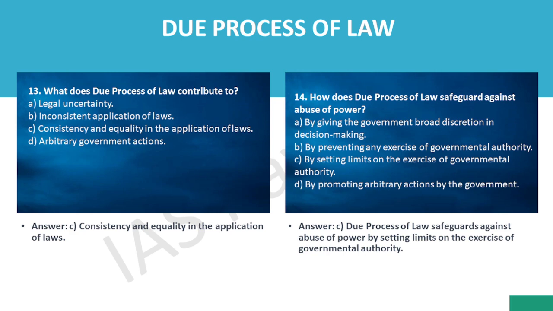14. How does due process of law safeguard against abuse of power? A. By giving the government broad discretion in decision-making. B. By preventing any exercise of governmental authority. C. By setting limits on the exercise of governmental authority. D. By promoting arbitrary actions by the government. Answer: Due process of law safeguards against abuse of power by setting limits on the exercise of governmental authority.